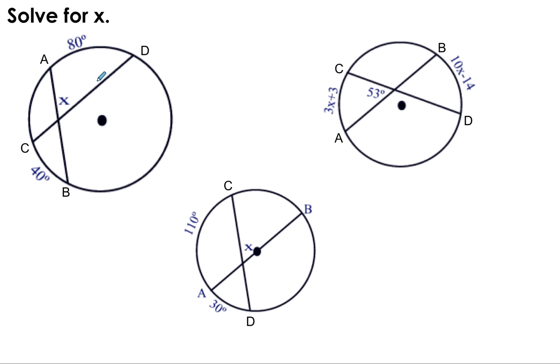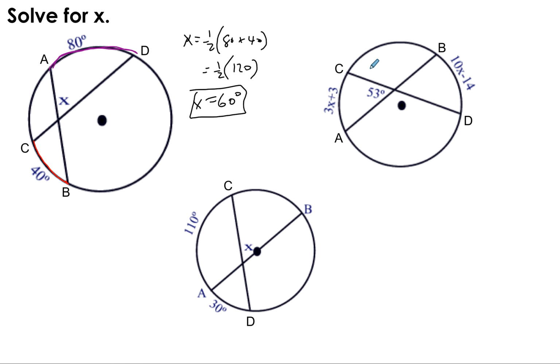Well, it looks like angle x is equal to one half the sum of the two intercepted arcs, and those intercepted arcs are arc AD, which I will outline in purple, and arc CB, which I've outlined in red. Well, that means that x is equal to 1/2 of 80 plus 40, which is 1/2 of 120. So x is equal to 60 degrees.